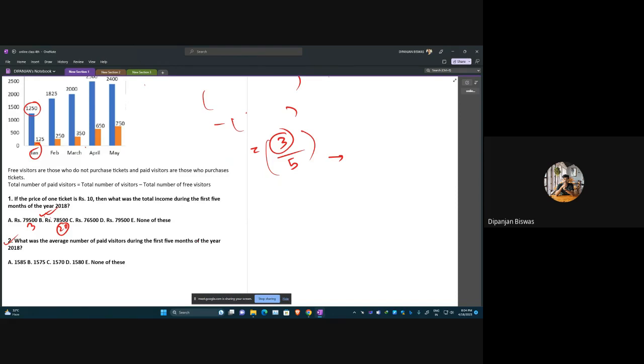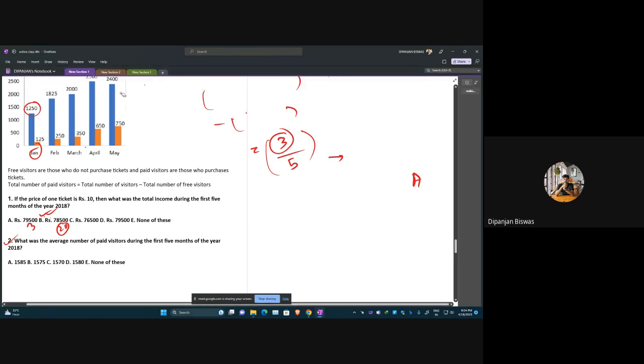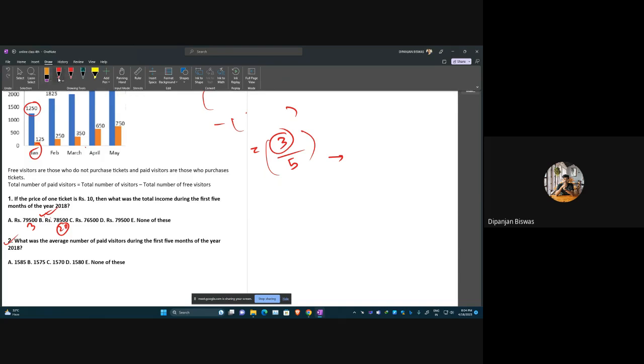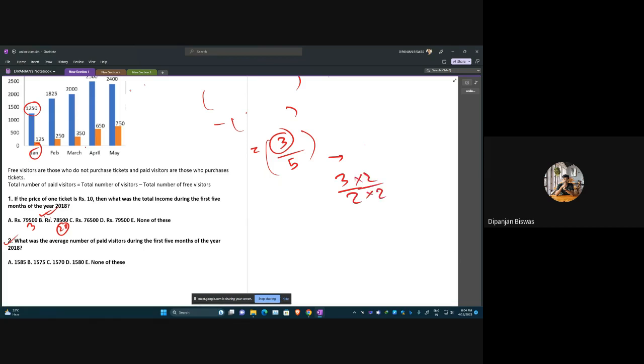If something is divided by 1, let's say A, if A is divided by 1, A is the answer. So you should try to get 1 in the denominator. And how will you do it? You can multiply anything in both the numerator and denominator, and that won't change the ratio. Suppose you have 3 by 2 as the ratio. If we multiply by 2 in both the numerator and denominator, the ratio doesn't change because the 2 will be cancelled out.